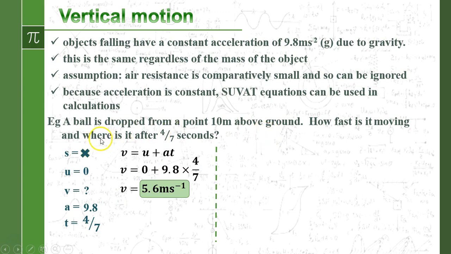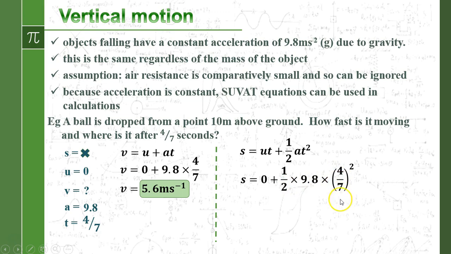The second part of the question: where is it after 4/7 of a second? So this is now where we want displacement. I'm going to use the third displacement equation, because I actually know all the values. It's easy to use because u is 0, so that gets rid of that bit. So we've just got half times 9.8 times t squared, 4/7 squared. And so s is 1.6.